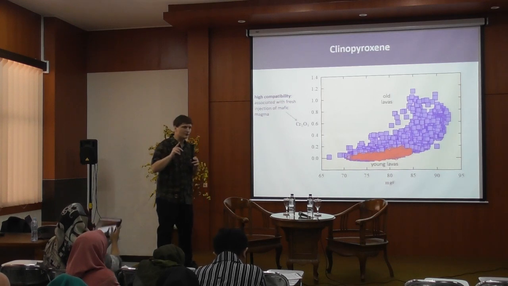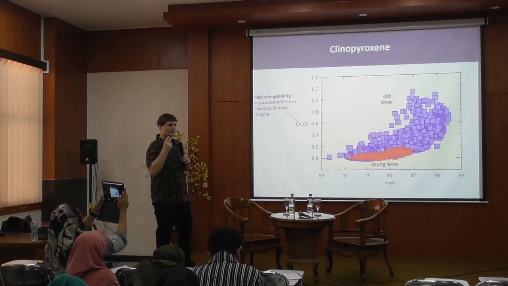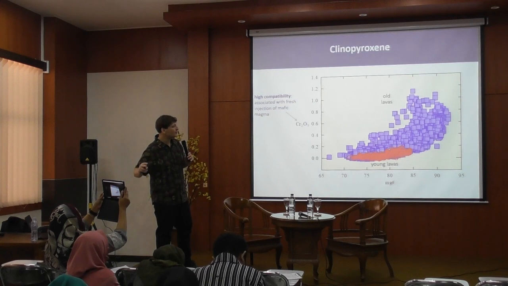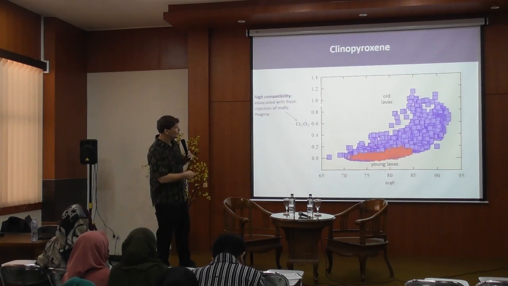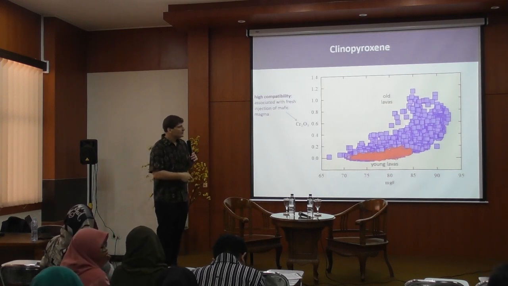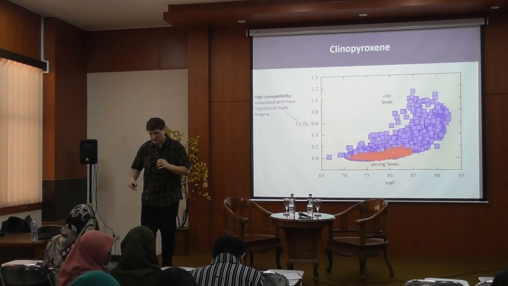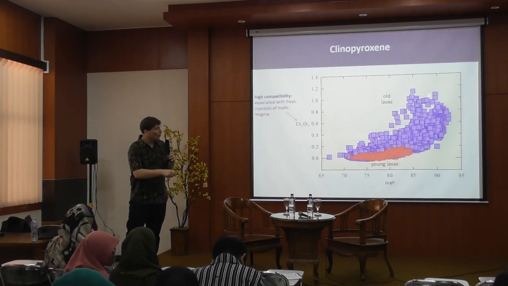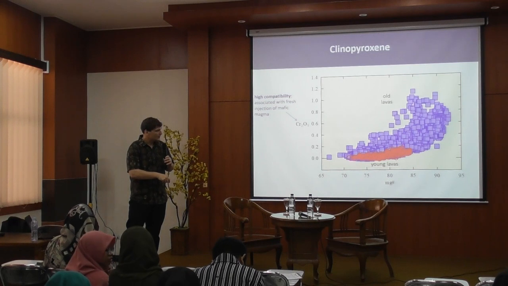So you only see chromium if you have fresh mafic input, fresh magma from the mantle coming in on a regular basis, especially to start to see, you know, 1 weight percent chromium in these minerals, that's very high. So this tells us that a lot of fresh magma was coming in for the older lavas that built the volcano, not so much today.